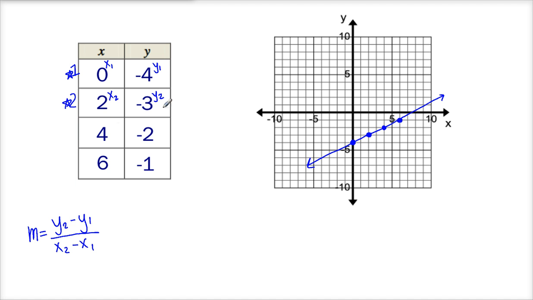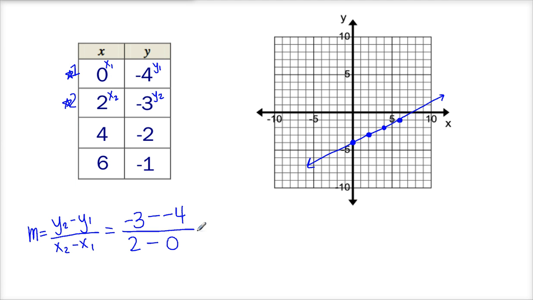Now I simply just need to plug these numbers into my formula. So let's see what that looks like. We have y2, which is -3, minus y1, which is -4. Now remember, keep in mind that I kept the minus sign there, and then it was a -4. So it looks weird, but this is right. We have a minus, a -4. And then on the bottom we have x2, which is 2, minus x1, which is 0.